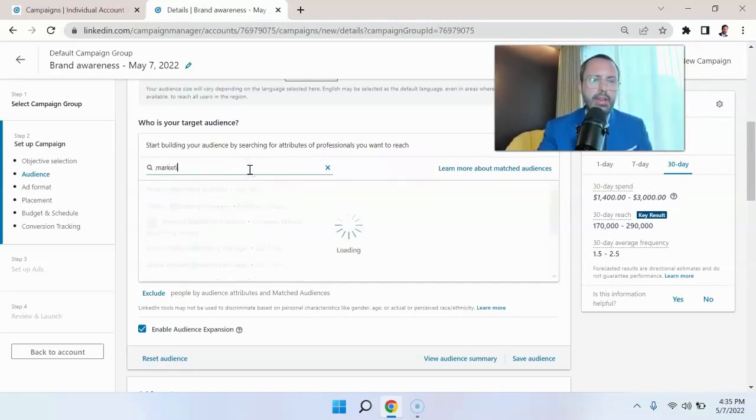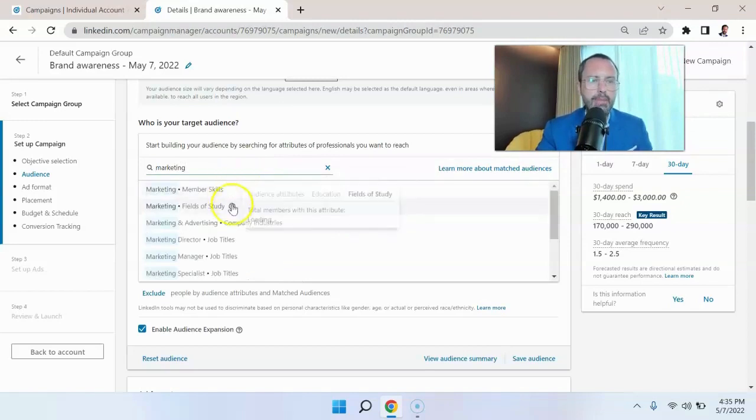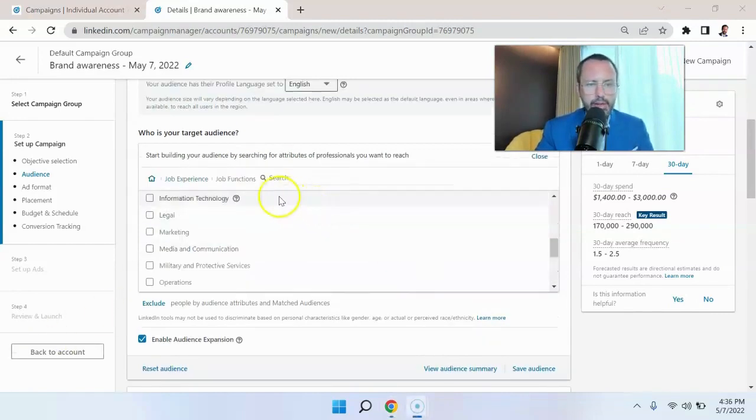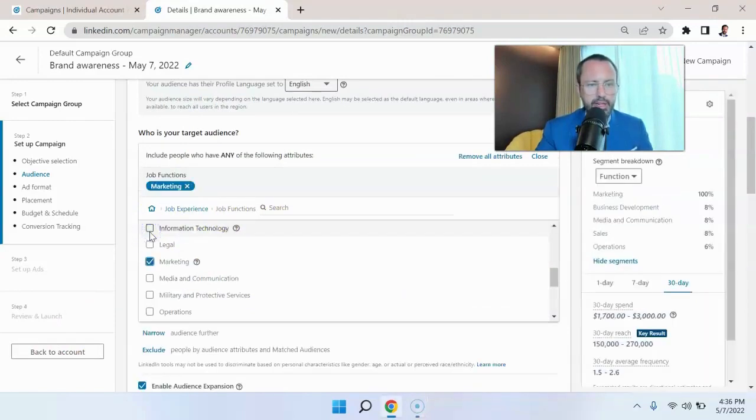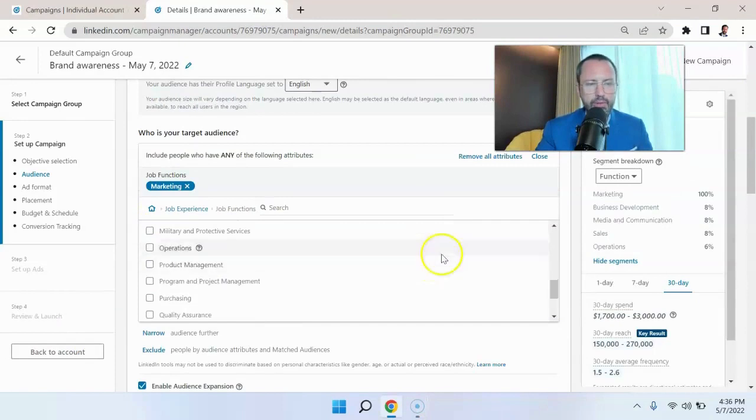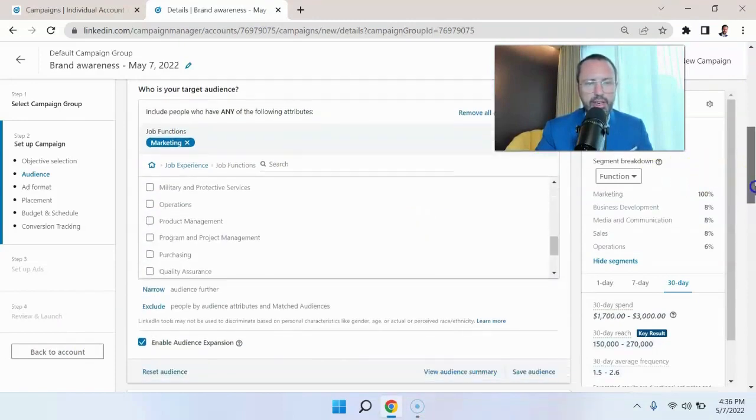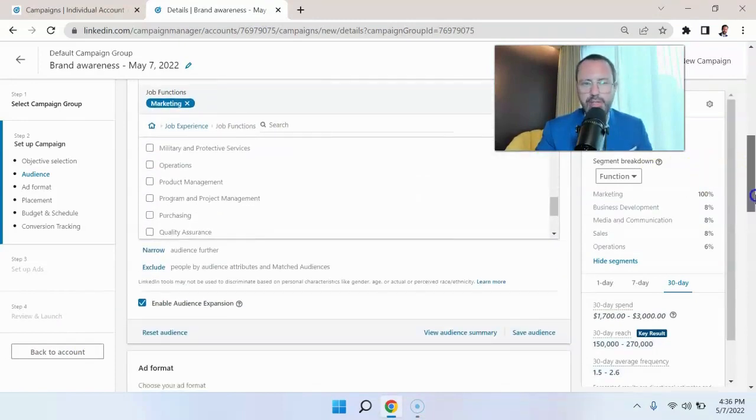So when you're thinking big, you're probably going to think more in terms of marketing as a function rather than as a job title. Or perhaps marketing as a skill in and of itself, even with people that perhaps are working in something like product management. So what I'm doing here is I'm going to job experience and job function. I'm going to check off marketing. So this is going after a much broader audience than I otherwise would if I was restricting myself narrowly to product marketing managers.